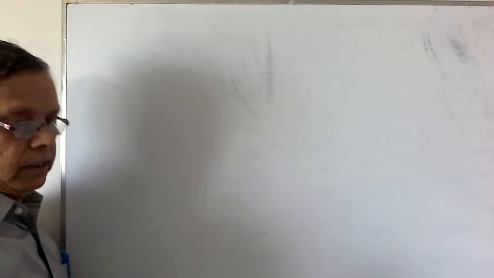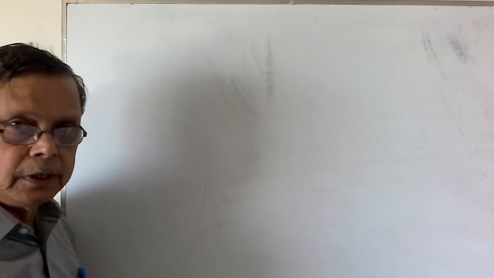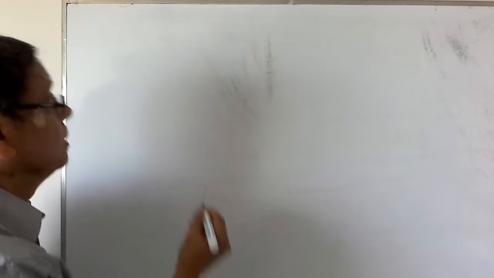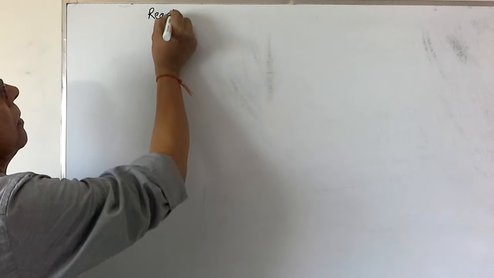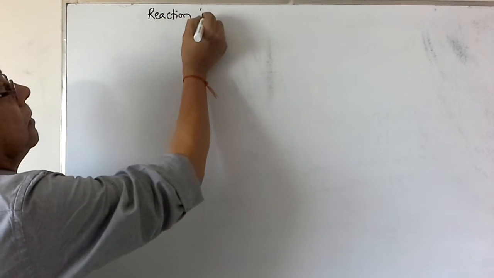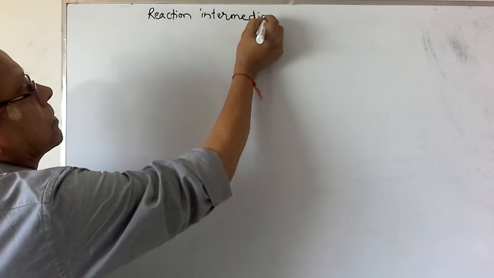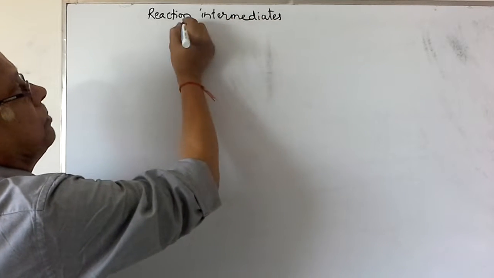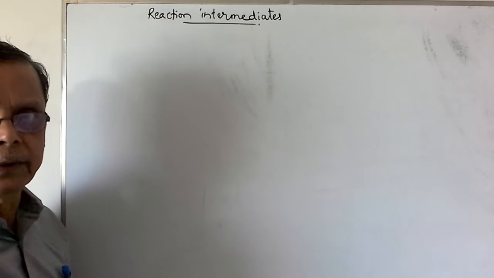So we have studied various reaction intermediates in the previous videos. Now let us go for some reaction intermediates. So these are the species which are produced during the reaction of an organic molecule.